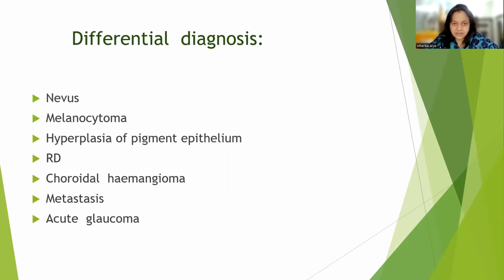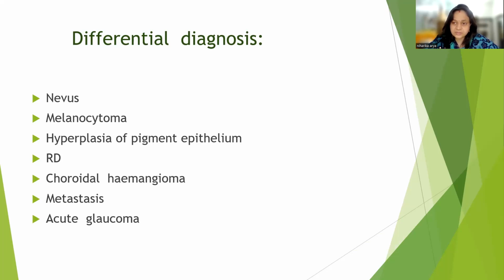Now comes the differential diagnosis. As it is pigmented, the differential diagnosis includes the nevus, which is also a pigmented area of the eyeball. It may increase in size, but it cannot be malignant. The second is the melanocytoma. Third is the hyperplasia of the pigment epithelium. Fourth is retinal detachment.